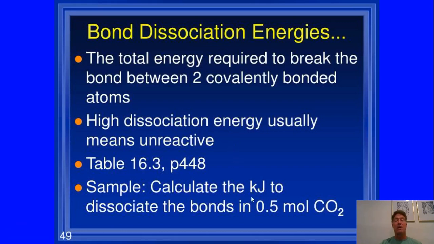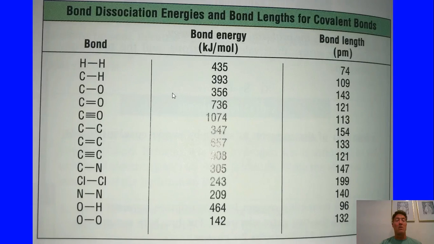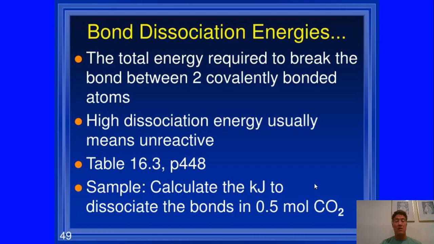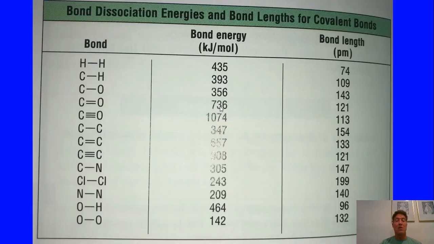So here's a sample problem. Calculate the kilojoules to dissociate the bonds in a half mole of CO2. So what we do is look over here, we would look at the CO2 bonds, and we know, remember from before, it's C=O and C=O, so we would have to break two of these bonds to dissociate the CO2. And so it would be 736 kilojoules per mole. And so it would be two of those, so 1472, if it was a whole mole, but we're only dealing with half a mole, so it would be 736 to dissociate two carbon double bond O bonds.